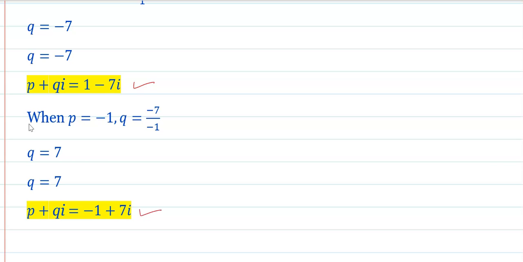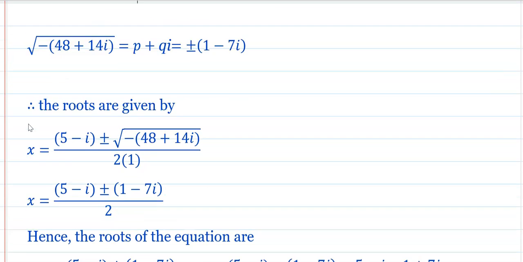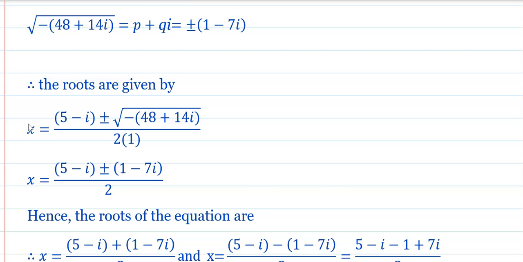Now we combine both: plus or minus (1 minus 7i). Therefore, the square root of minus 48 plus 49 is equals to p plus qi is equals to plus or minus (1 minus 7i). Now the roots of the given equation are x is equals to (5 minus i) plus or minus the square root of minus 48 plus 49, upon 2 into 1. The square root comes to plus or minus (1 minus 7i) upon 2. Once we take plus and once minus.